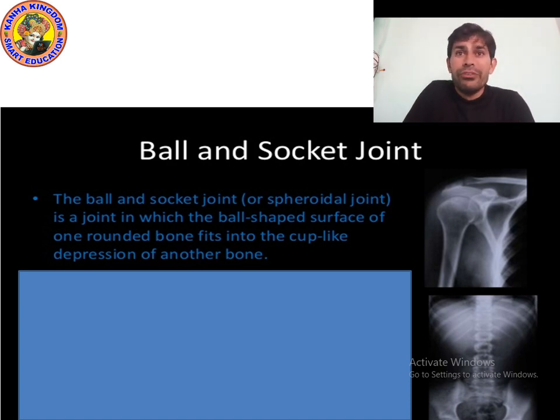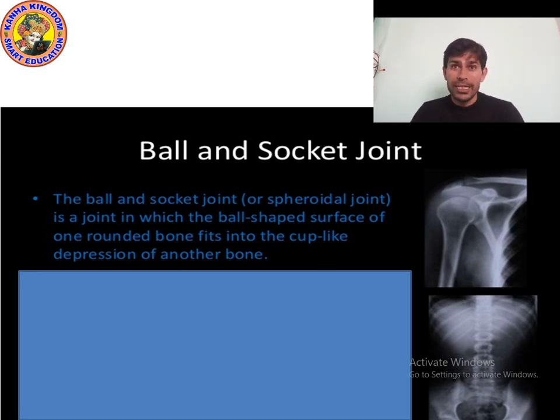So where are these joints found? They are found in the hip, where the rounded head of the femur fits.